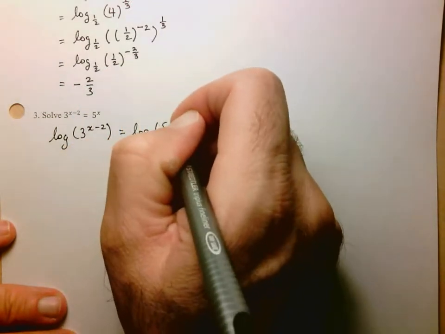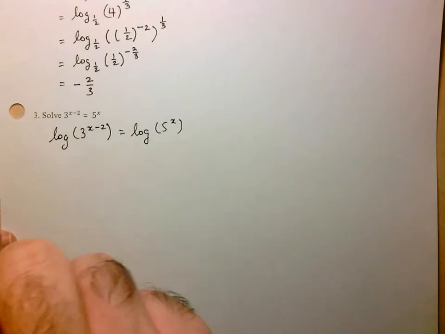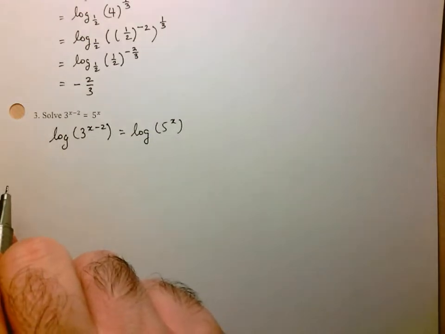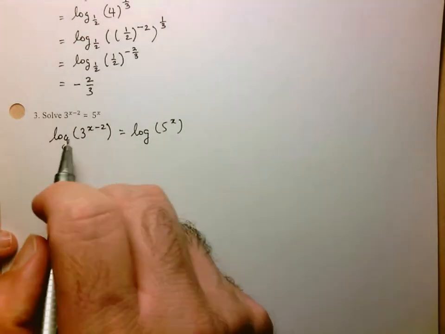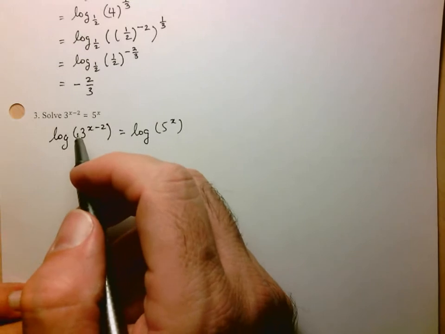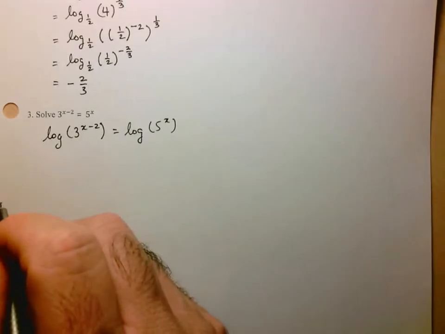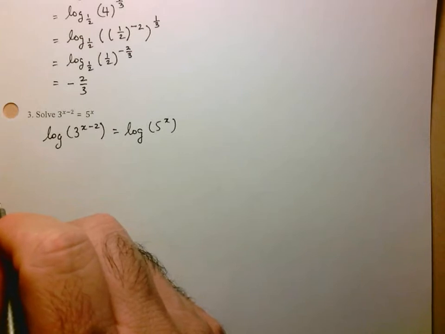Now the reason why that's useful is because you can still use the ski-slope rule in order to bring these exponents down. And since everything's in terms of log base 10, you can then use your calculator to check your answer or to get an approximation if you need one.